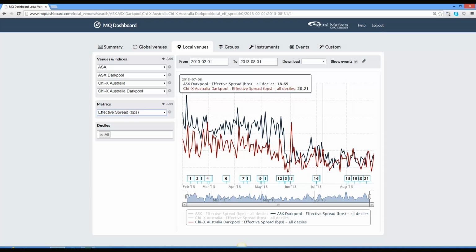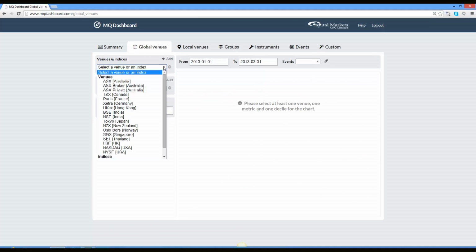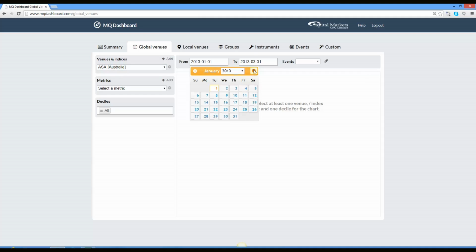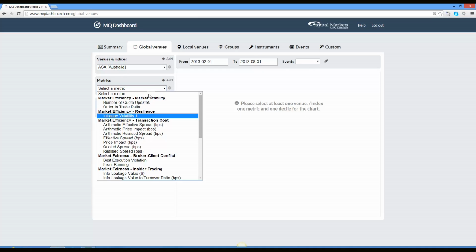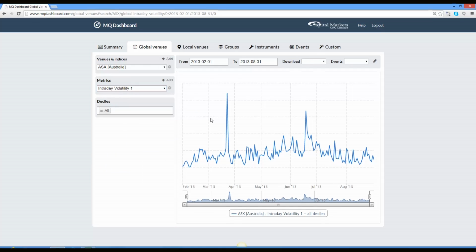As this metric is not currently available in the local venues area, we revert to the global venues tab and choose the ASX market and the relevant time period again, along with a proxy for price discovery, namely intraday volatility. While we can see initial change, post the rule change, 3 months on from the change, there appears to be no lasting change in the level of intraday volatility. A positive change in transactions cost with no change in price discovery leads us to the conclusion that the rule has had a positive impact upon market efficiency.